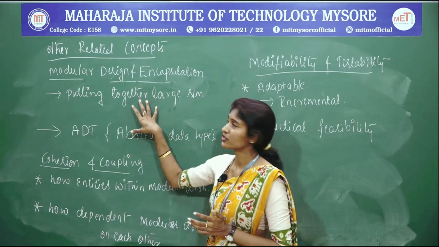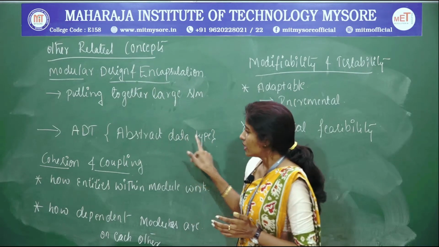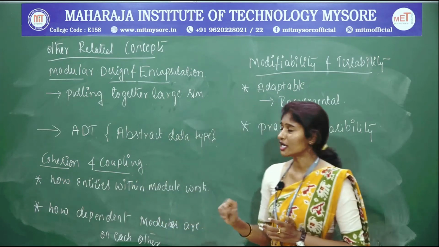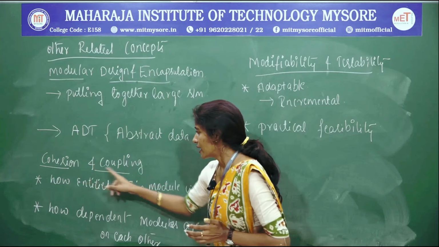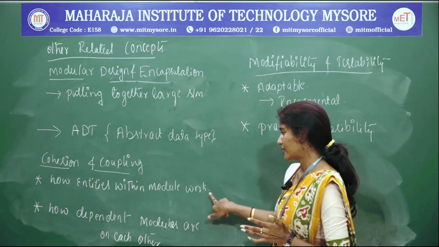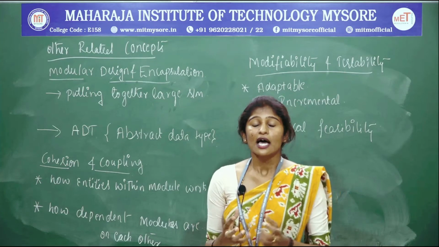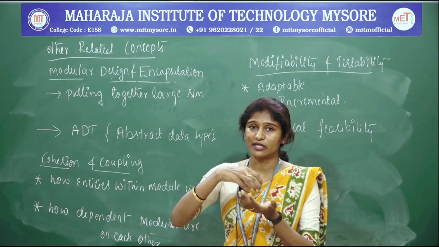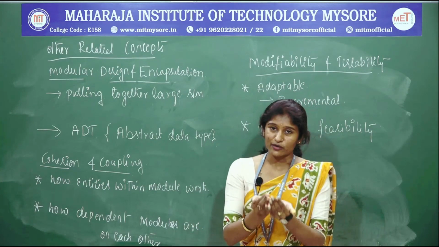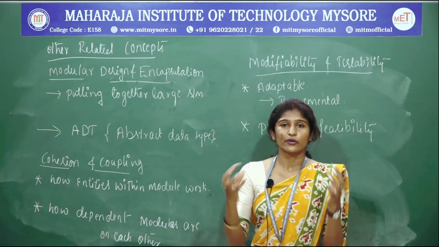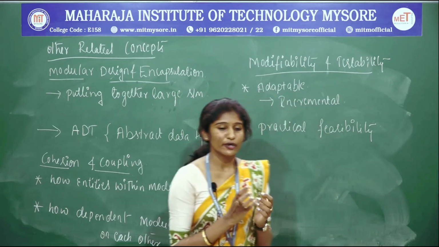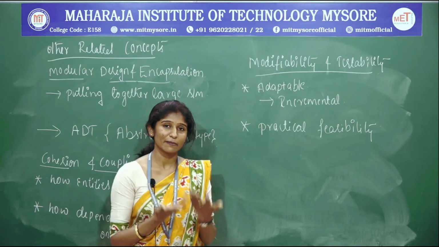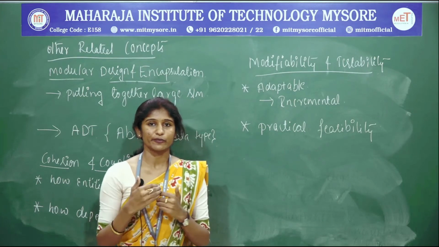That is a small definition of modular design and encapsulation. The second related concept is cohesion and coupling, two different definitions. First is cohesion. It tells us how the entities within a module work together. Entities are nothing but the objects I told you about. Within one module, how the entities work together: whether they work equally, whether they are distinguished, whether they are relatable, reliable. All these features are focused on here.